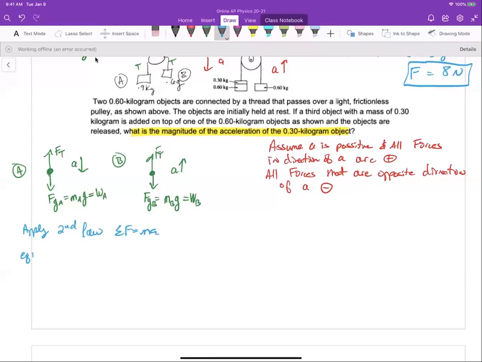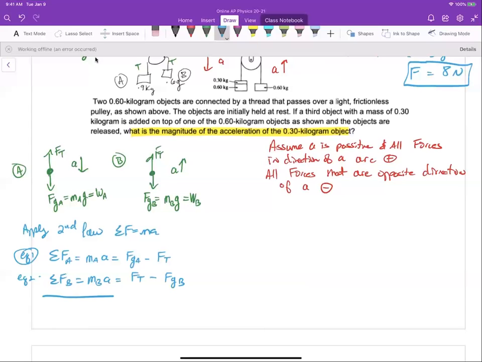First, I'm using method 1. I'm going to sum the forces across object A, which equals the mass of A times acceleration of A. Now, which force is causing acceleration, which is in the direction of A? That is FGA minus force of tension. Equation 2, sum of the forces around object B. That is mass of B times A. That is FT, because that's in the direction of acceleration, and that will be minus FGB.